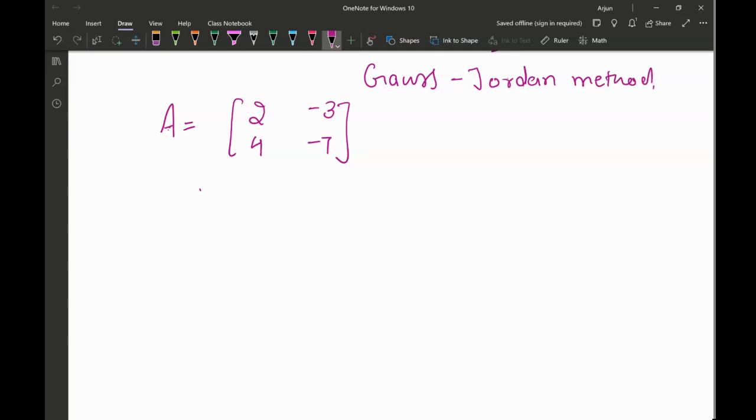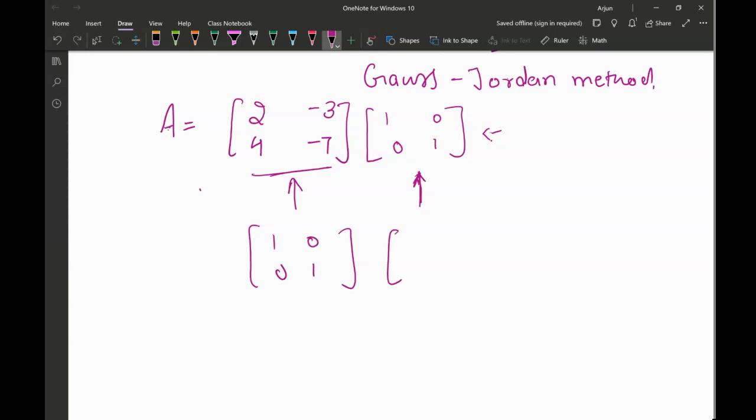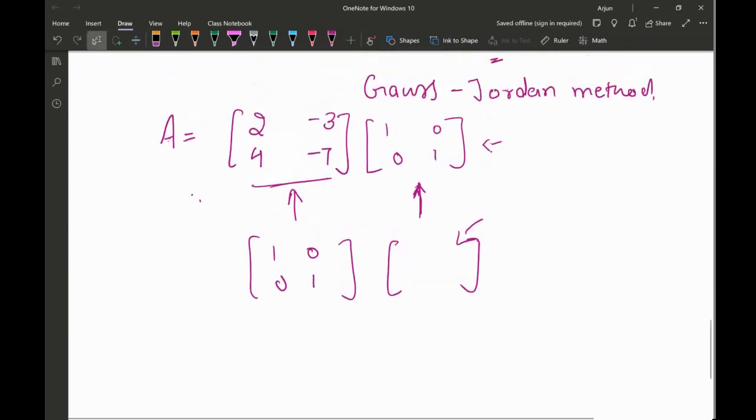So the first thing I will do is I'll multiply this matrix with the identity matrix. So this is 1, 0, 0, 1. This is an identity matrix. And now what I'm going to try and do is convert this into the identity matrix. And whatever operation I apply on this one, I'm going to apply the same operation on this matrix. Once I convert this into the identity matrix, whatever this matrix converts into will be the inverse of the given matrix. This is the given matrix and this will become the inverse of that.